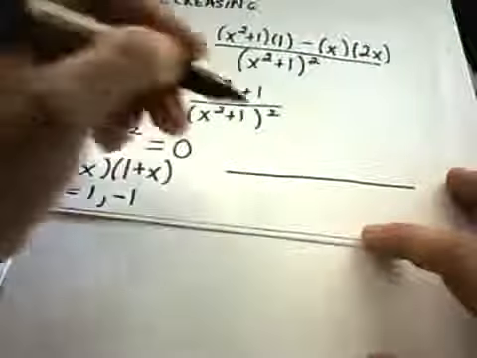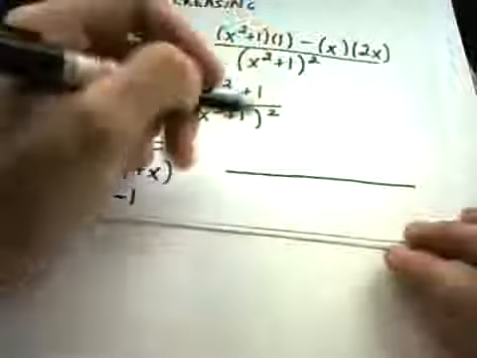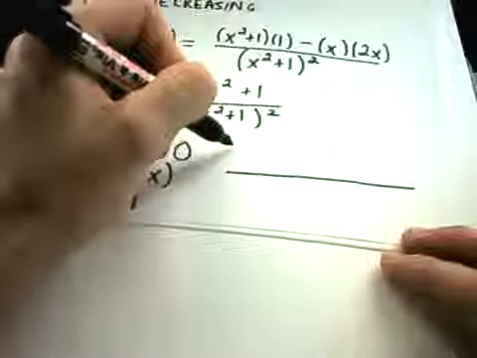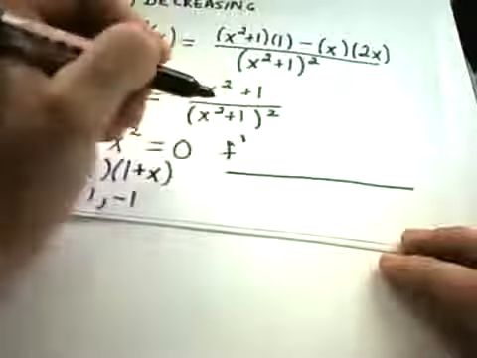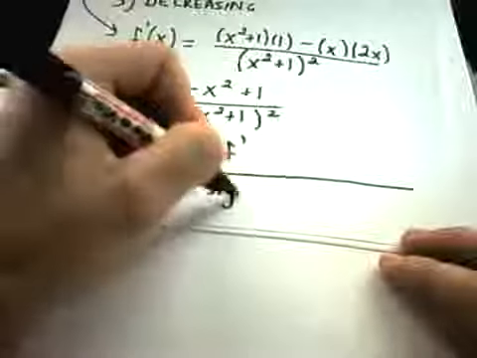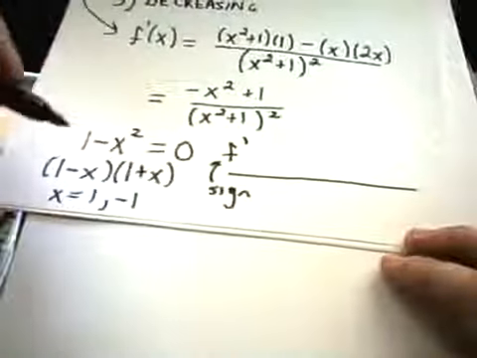So I'm going to make my little number line. Some people make a big chart. To me, that's cumbersome and it's time consuming on an exam. So this is going to be the sign of the derivative.